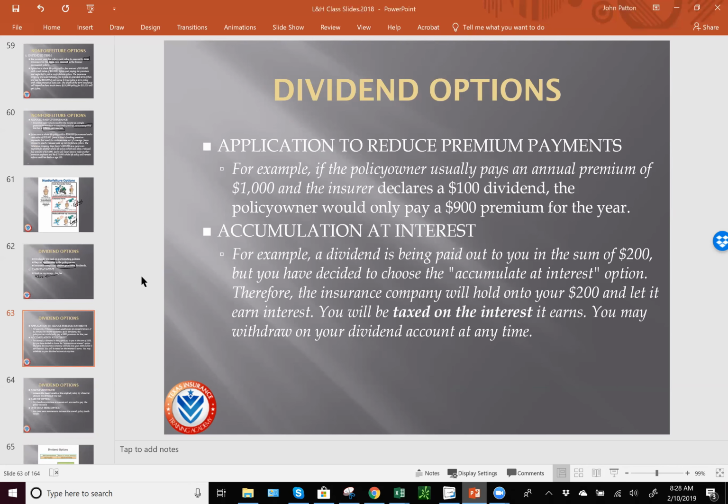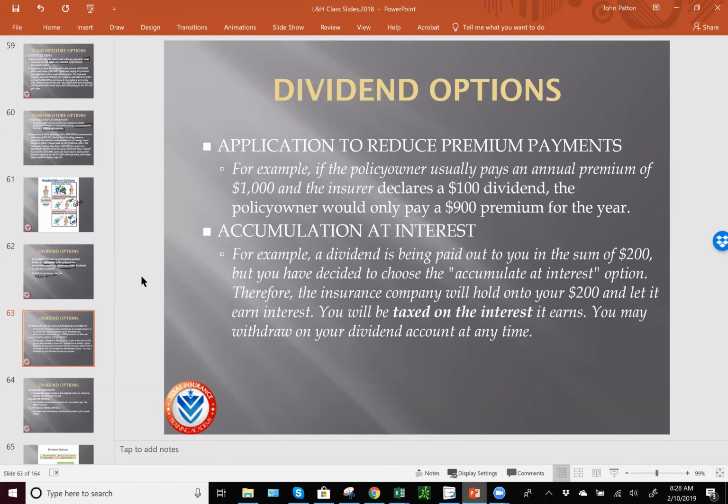Your next dividend option is to reduce premium payments. So in this example, if the policy owner usually pays an annual premium of $1,000 and the insurer declares a $100 dividend, the policy owner will only pay $900 premium for the year. So under the reduce the premium payments, it just reduces next year's annual premium.